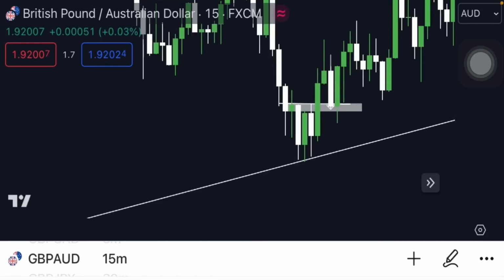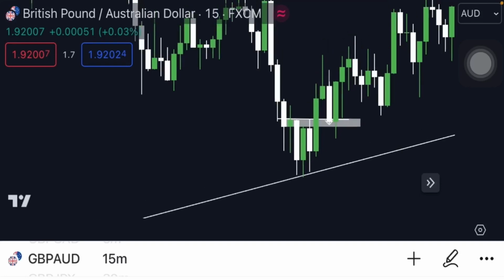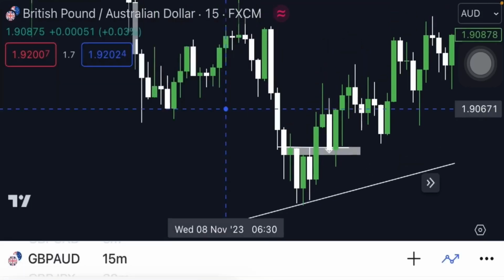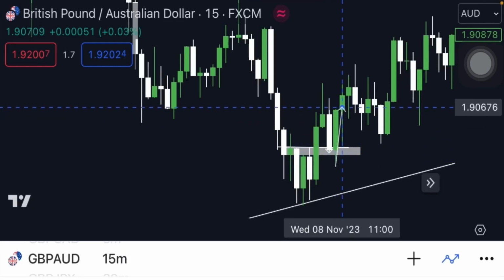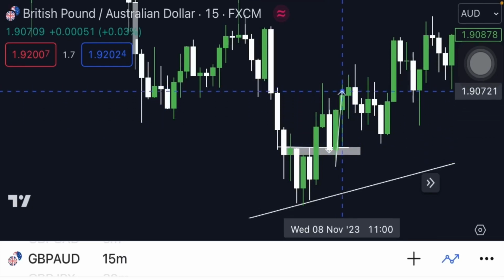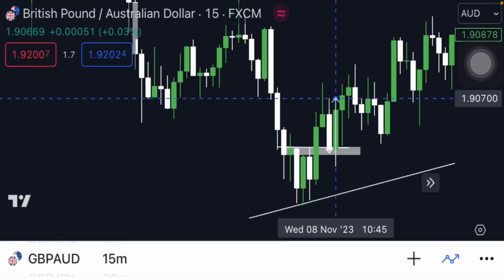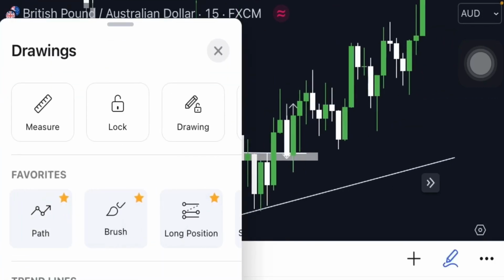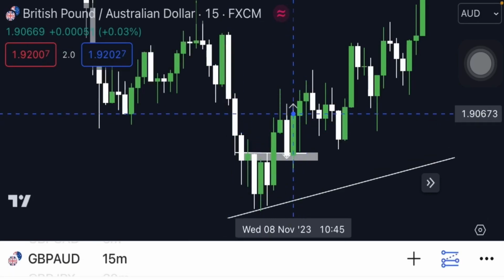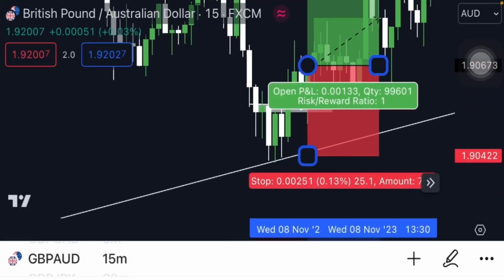So we are going to wait for a pullback. Then we wait for a bullish presence, which is this candle here. If you see this bullish engulfing candle here, it was at this candle that you may see the candle close. Then we load it up. Then we put our long indicator here.